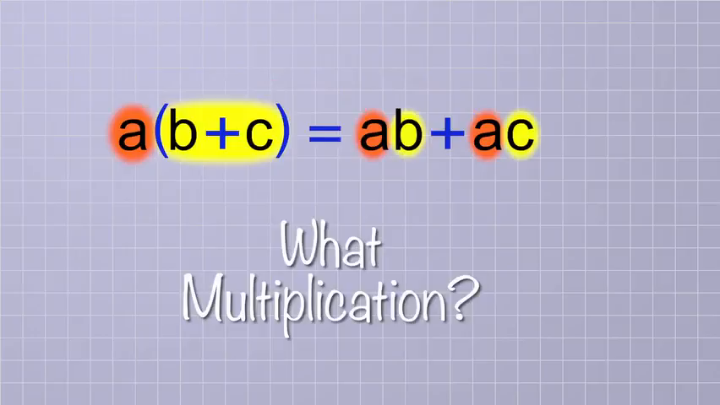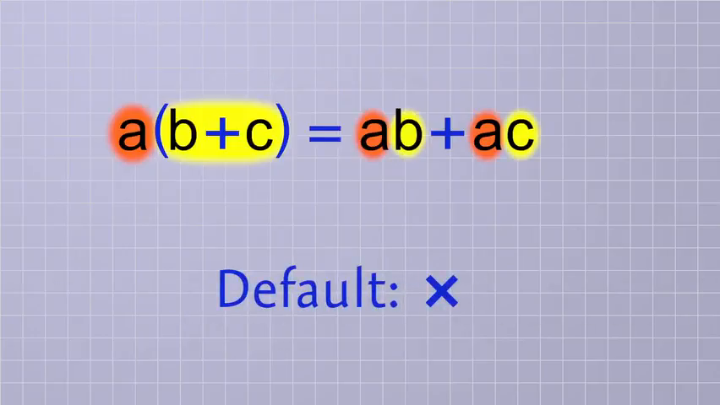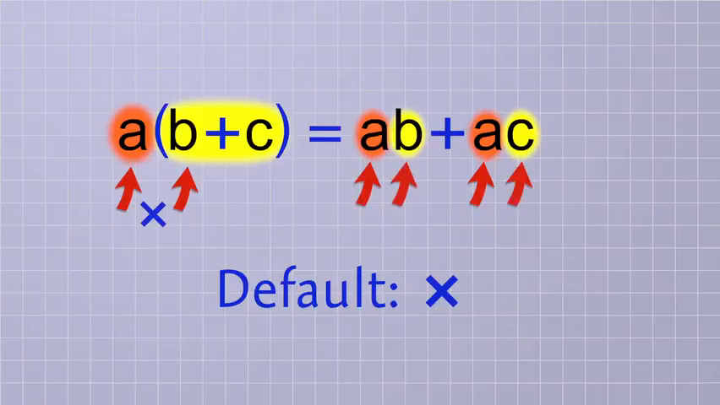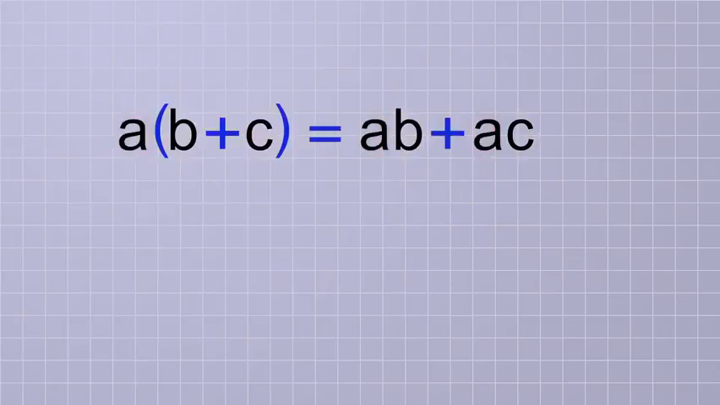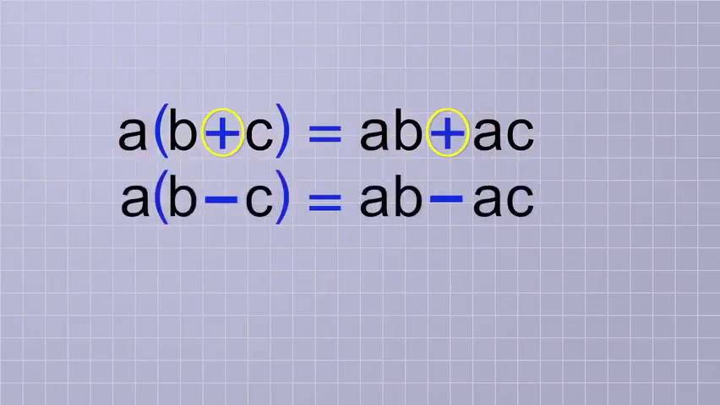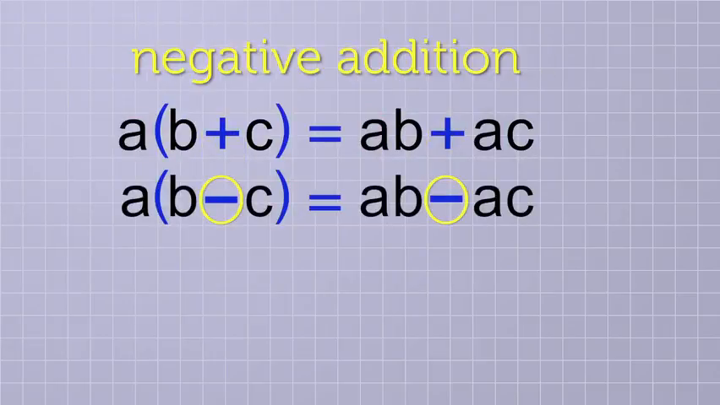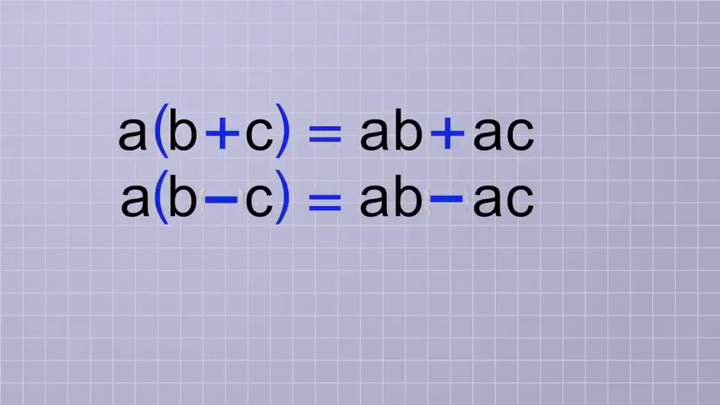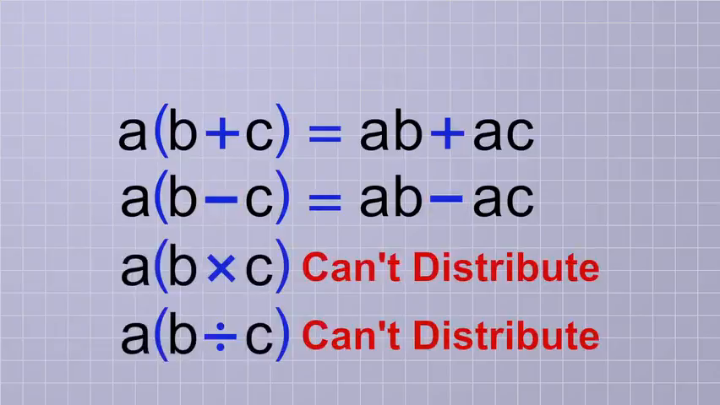Remember that multiplication is the default operation, which is why we don't have to show it in this pattern. Since the a is right next to the group, it means that it's being multiplied by the group. And on the other side, since the copies of the a are right next to the b and c, it means they're being multiplied also. And even though this pattern is usually shown with addition in the group, remember that it also works for subtraction, since subtraction is the same as negative addition. But the distributive property does not apply to group members that are being multiplied or divided.